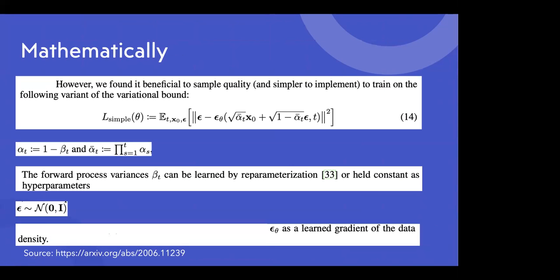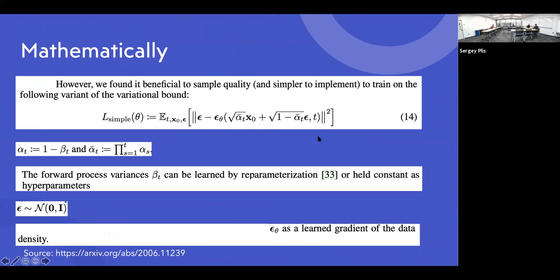Is that still a function of X0? Shouldn't it go away? Yeah, let me see. The reason it's dependent on X0 is because you're doing the forward process and predicting, so this is just the forward process until T. But we want to predict XT minus 1, and in what I just showed you, we want XT minus 1 to not be dependent on X0.